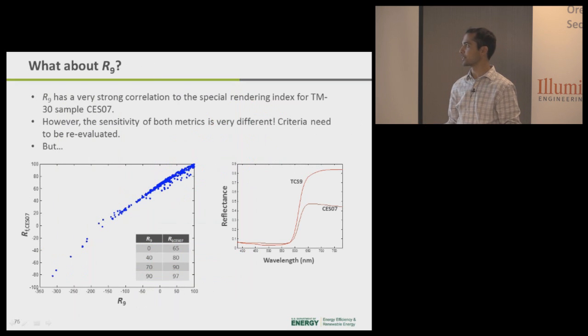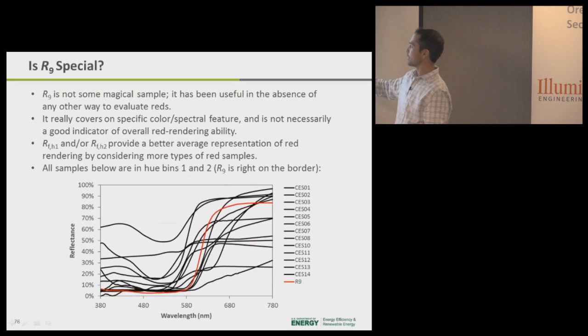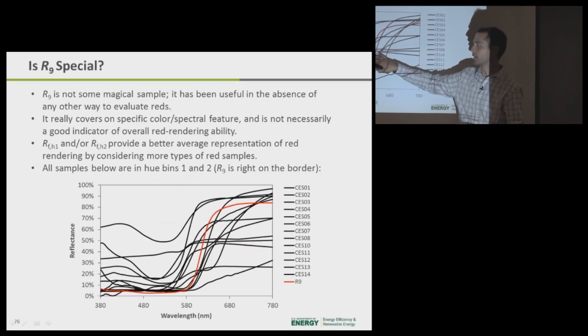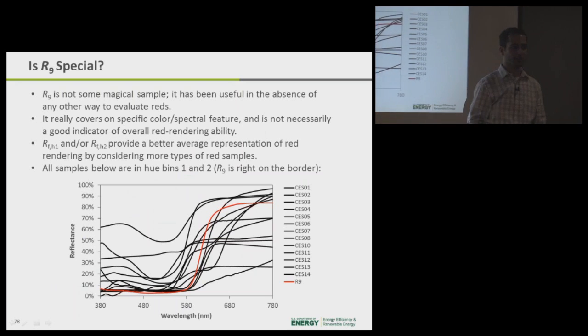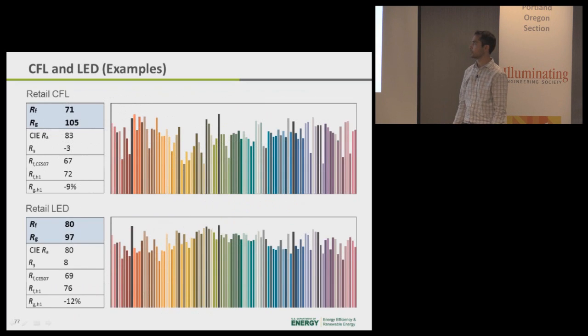R9, I'm going to just skip through these and go to questions. R9 is nothing special. It was just one sample. If we combine the samples out of Hue Bins 1 and 2, that covers the range before and after R9. So we can get a much better representation of red rendering with Hue Bins 1 and 2.